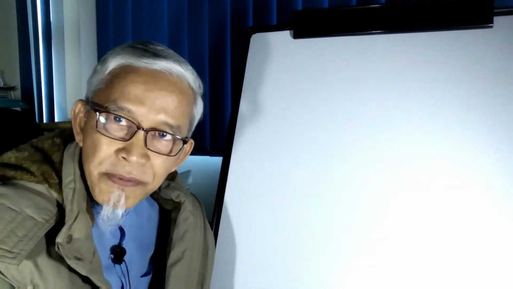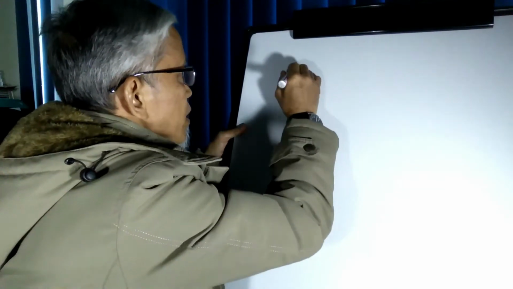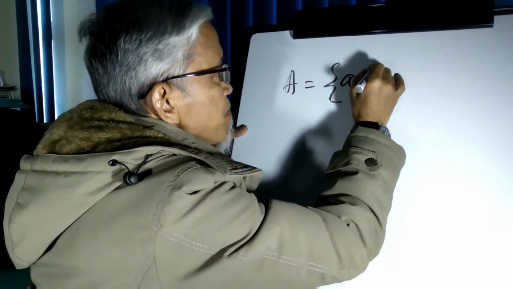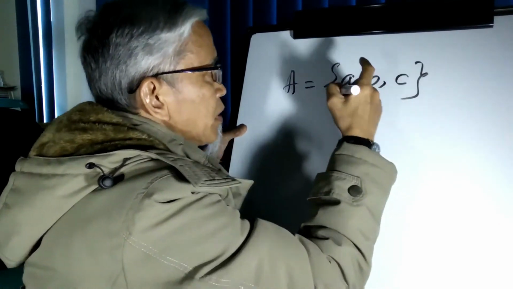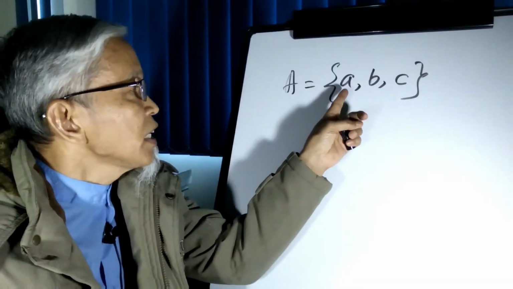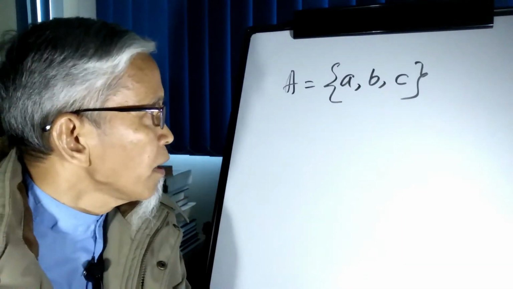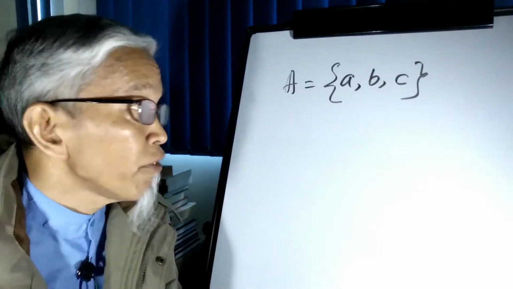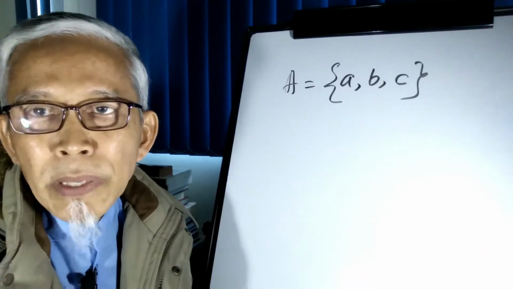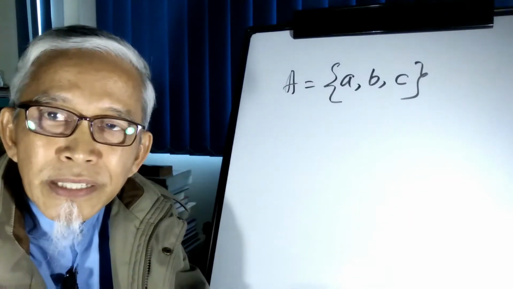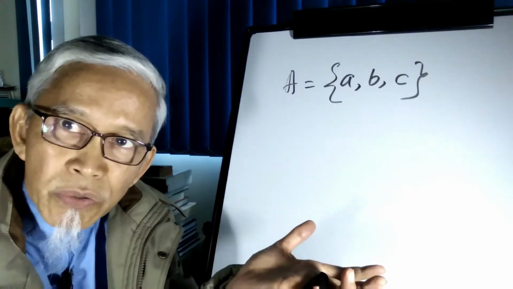Now, let's look at this example, example number 1. Suppose we are given a set A with 3 elements, a, b, and c, in lowercase letters. Now we want to list down all the subsets of set A. Maybe we can write them in different categories: the subsets with 1 element, the subsets of A with 2 elements, and so on.